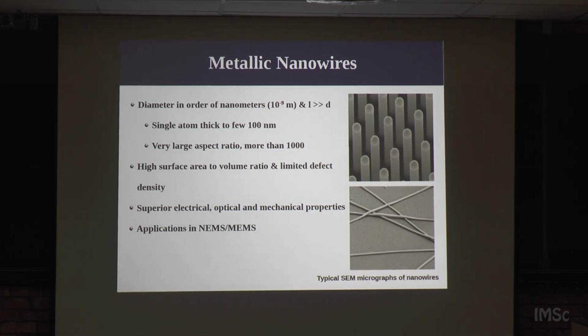than 1000. Nanowires have a very high surface area to volume ratio, and also another important factor in this deformation is that they have a very limited defect density. It means sometimes there is no defect at all, and because of these things they have superior electrical, optical and other mechanical properties. So, they have fine application in NEMS and MEMS and other miniature devices.